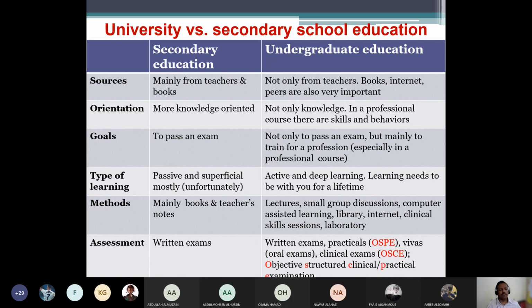Assessment, usually written exams or maybe some oral exams in the school, but in the university there are examinations from all the aspects, your writing aspect, your knowledge aspect, your practical aspect, everything. So written exams are also there. Practical, that is objective structured practical examination, OSPE, or vivas, that is oral exam. Clinical exam, objective structured clinical exam. So these are the different methods of examination or learning, different in the university from the school.